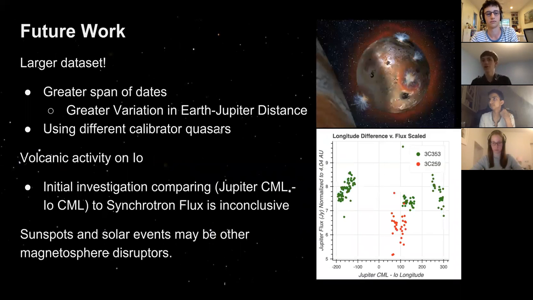For future work, a larger data set would be very helpful in determining how Jupiter works over a longer span of dates with a greater variance in distance and different calibrator quasars. There are also other factors such as volcanic activity on Io, and we did do an initial investigation comparing the Jupiter central meridian longitude to the Io longitude over synchrotron flux, but as you can see in the image at right, it's inconclusive for now. But sunspots and other solar events could be other magnetosphere disruptors and hence change the synchrotron radiation.